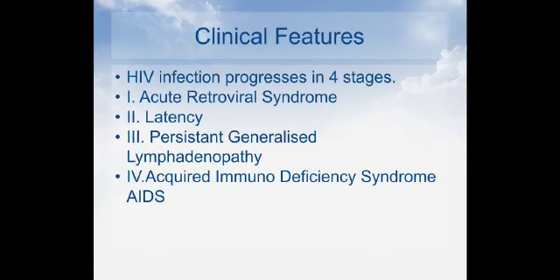Now we will move on to the clinical features of HIV. The natural course of HIV in most patients, that is 80 to 90% of people who are infected with HIV, is typical progression, meaning they undergo the natural course, which involves 4 stages: acute retroviral syndrome, then a period of asymptomatic or latency period, then persistent generalized lymphadenopathy, followed by the 4th stage of HIV infection, which is AIDS related complex or acquired immunodeficiency syndrome.